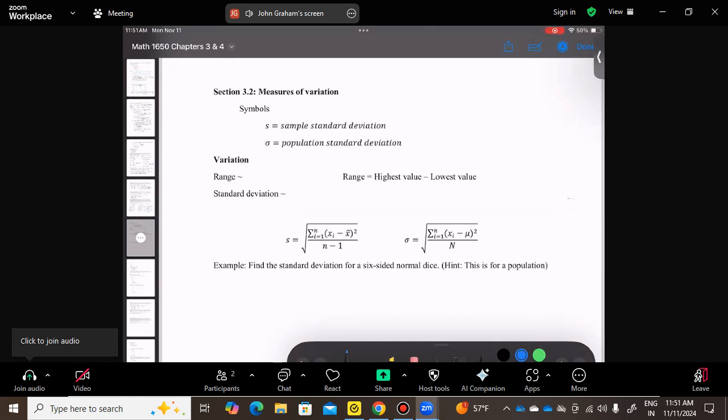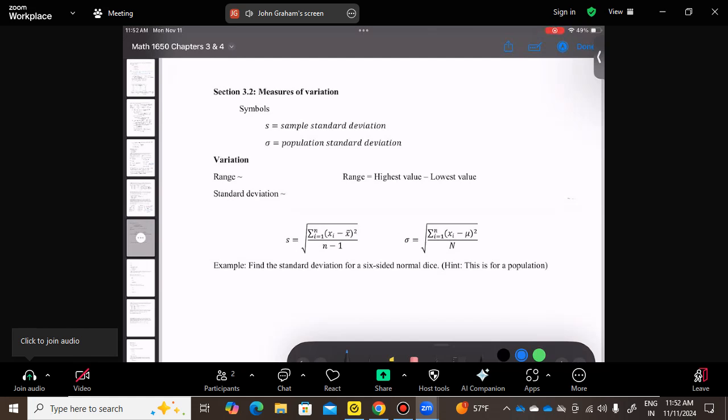Some symbols you will see: s stands for the sample standard deviation. Sigma, which is a Greek s, stands for the population standard deviation. It's very important, especially when we get to chapter 7 and chapter 8, that we know if we have a sample or population standard deviation. Range is again the highest value minus the lowest value. It's part of the measures of variation, but it's not the best measure because it's only taking into account outliers. Outliers can easily cause a huge range, even when we don't have a huge variation.